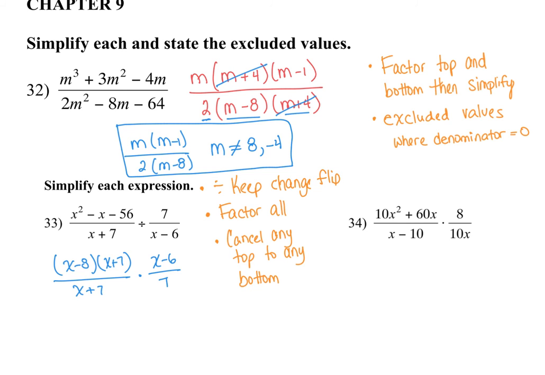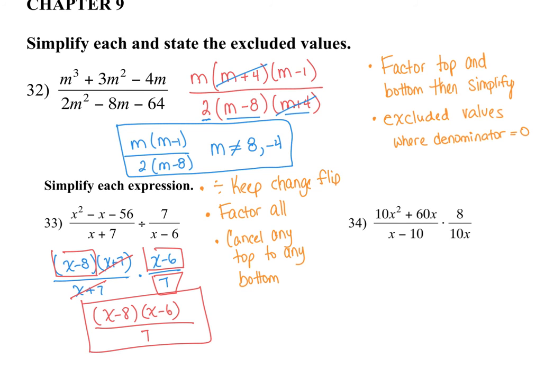Any top can cancel to any bottom once it is multiplication, once you have done your keep, change, flip. So my x plus 7s cancel. What I do is I check every single piece of it to make sure that I haven't forgotten anything. So the x minus 8 will not cancel. The x minus 6 will not cancel. Those will remain on top. And on bottom, the 7 will not cancel. So that is the only thing left on bottom. And that's my answer.